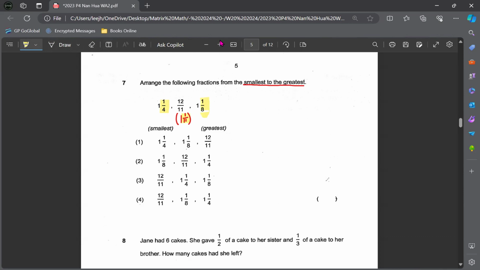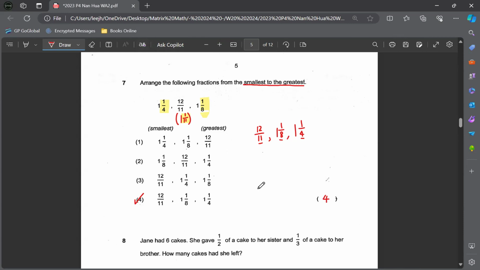So you see that the numerators are the same, but the denominators are different. So remember, more people, less cake. So which means that the smallest is actually this one because it has the greatest denominator. You see that? It's 11. So that means 1 whole 1/11 is the smallest, followed by 1 whole 1/8, followed by 1 whole 1/4. So remember, from the smallest to the greatest, the greater the denominator, the fraction will be smaller. So the answer is actually option 4.